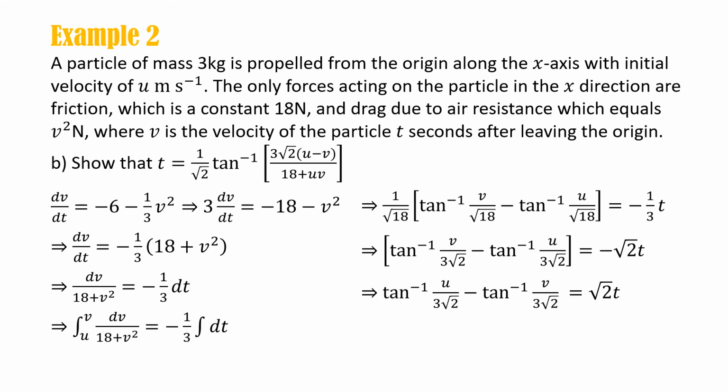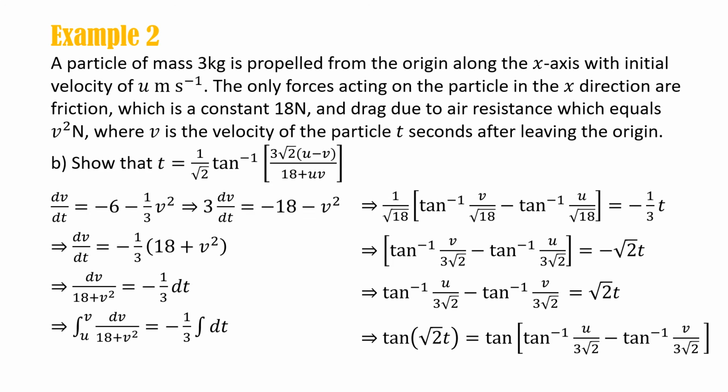All right, so I've got these inverse tans there. I need to get rid of those. How can I get rid of those? Well, I can just take the tan of both sides, because the tan of the inverse tan, they cancel each other out. So let's take the tan of both sides. And what we've got now is that the tan of root 2 lots of t is equal to the tan of inverse tan of u on 3 root 2 minus the inverse tan of v on 3 on root 2.